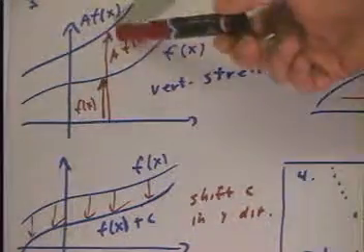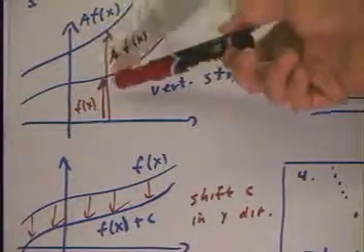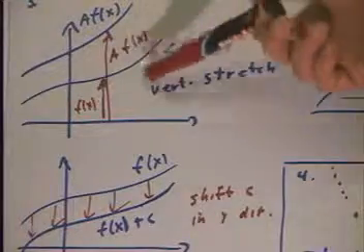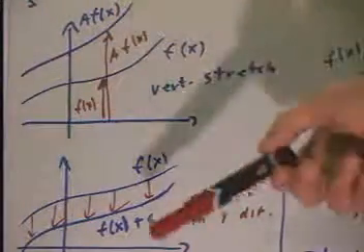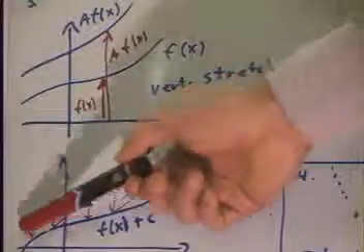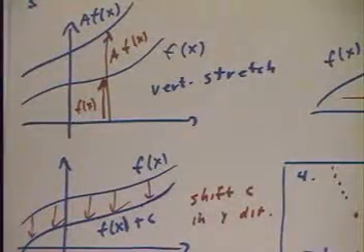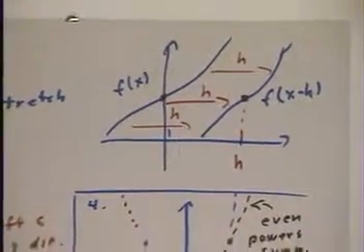This is contrasted here where each point moves a distance that depends on how far it already was from the x-axis. Here we're just moving everything the same distance. Every y changes by the same amount. Now horizontal shift.